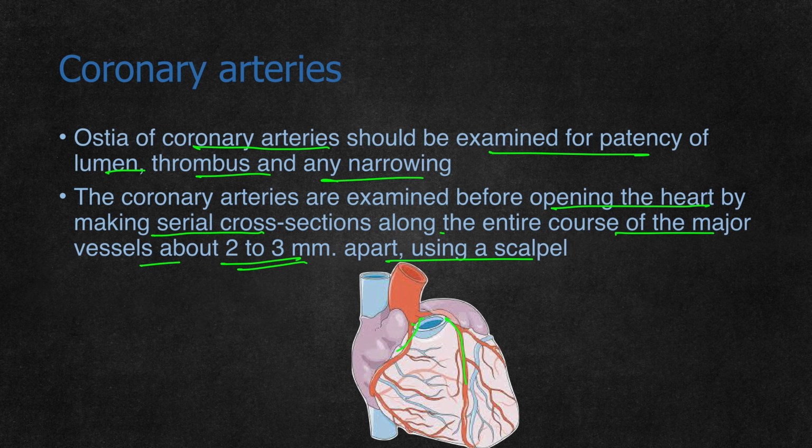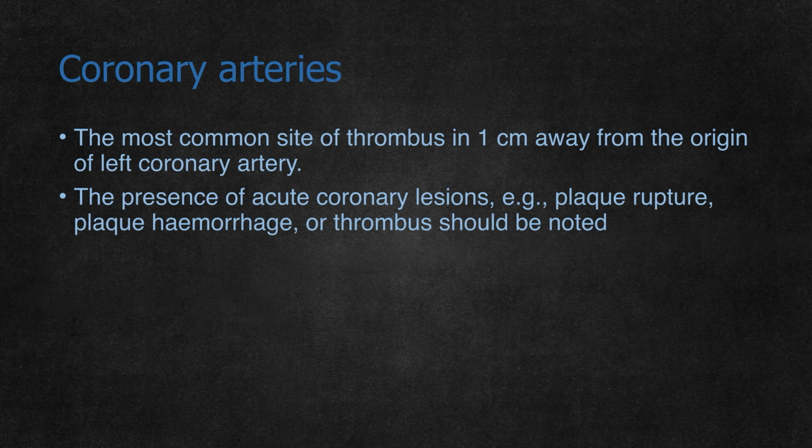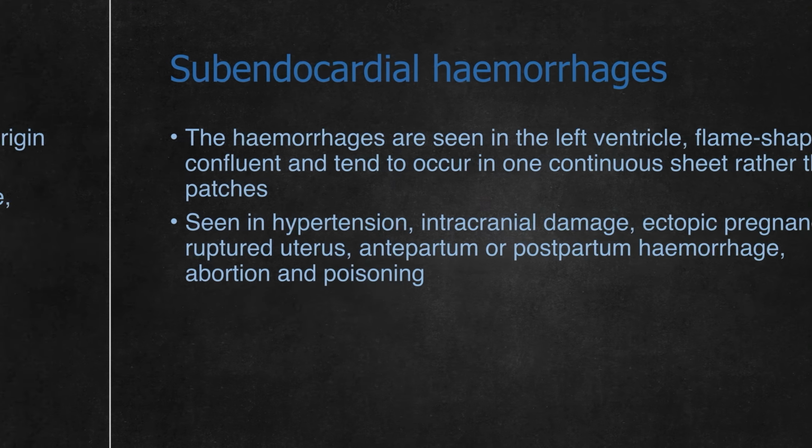Usually, to examine the coronary arteries, the main arteries are cut before completely dissecting the heart. Small incisions are taken 2 to 3 mm apart along the main trunks to detect any loss of patency or presence of thrombi. These serial incisions have to be continued and examined for any thrombi. The most common site of thrombosis is 1 cm away from the origin of the left coronary artery. The presence of acute coronary lesions, for example plaque rupture, plaque hemorrhage or thrombus, should be noted.